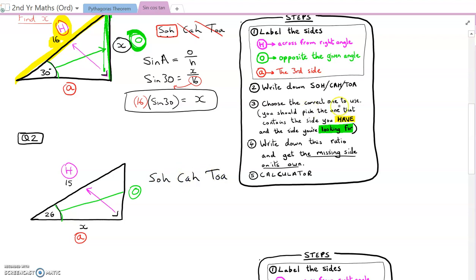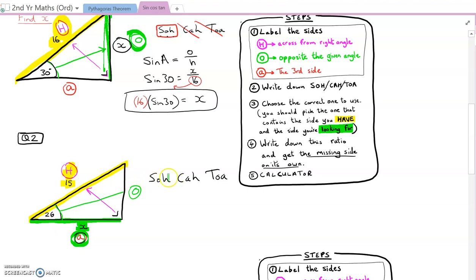SOH CAH TOA. Pick the one I need. I've got to pick the one that I have. Which one do I have? I have H, because it's 15. And which side am I looking for? Oh, it's not O this time. This time I'm looking for A, because that's where the x is. So I'm looking for A.